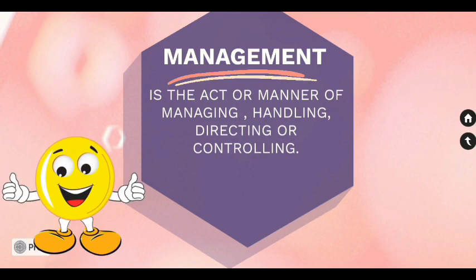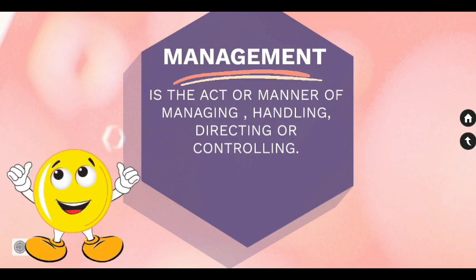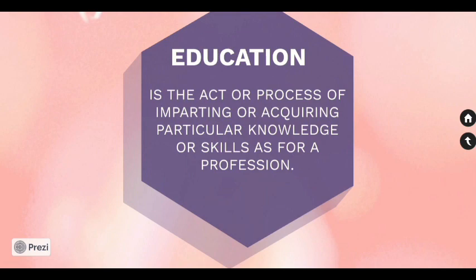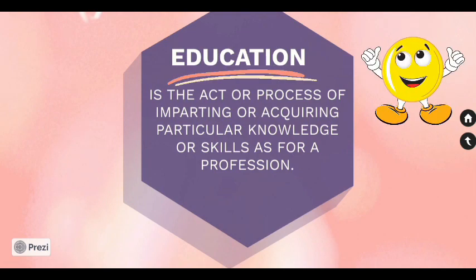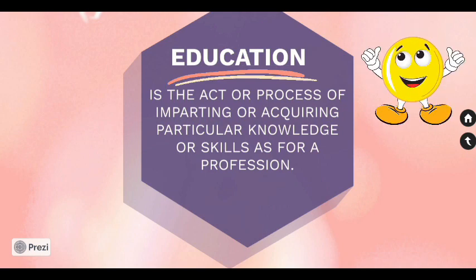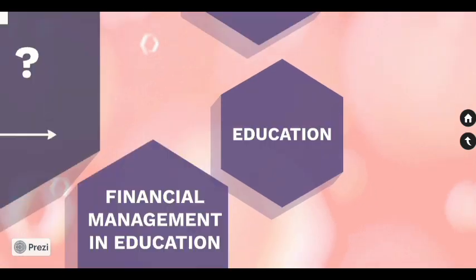Planning is the fundamental management function which involves deciding beforehand what is to be done and how it is to be done. The third one, education. It is the act or process of imparting or acquiring particular knowledge or skills as for a profession. It will help manage school finances, budget and accounting requirements, funding sources and school expenses, or purchasing requirements.